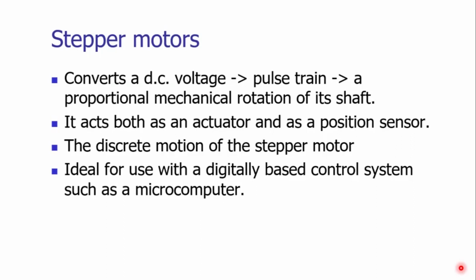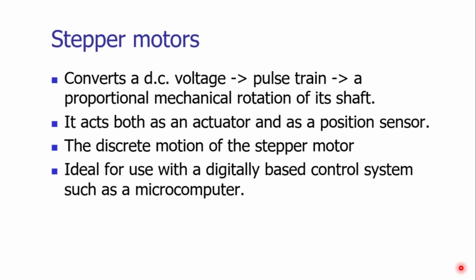In this lecture, we will be studying two important motors. These are stepper motors and servo motors. Stepper motors are widely used in open loop control systems. The stepper motors are simply converting the DC voltage that is applied into a train of pulses, into a series of pulses. This pulse train is proportional to the mechanical rotation of the shaft.